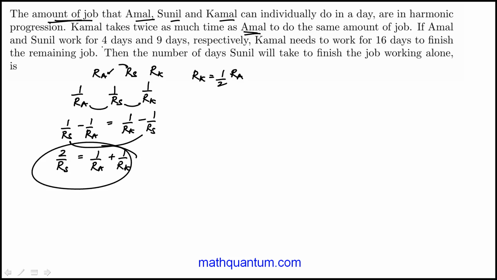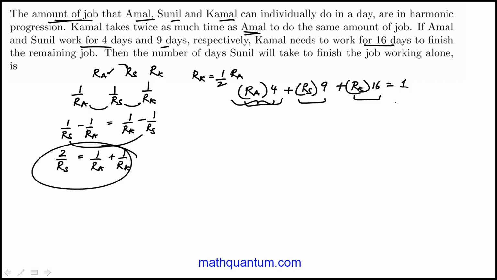And we can also use this information that they are together completing the entire job in these days. So that means if I take their individual rates, RA times the number of days, this would be the fraction of the job that Amal has done. And then I do the same thing for Sunil, which is R sub S times 9, number of days again, and then Kamal R sub K times 16. And this has to equal 1 because these are the fractions of the job that they're doing individually. So these are the relationships we have, these three equations.